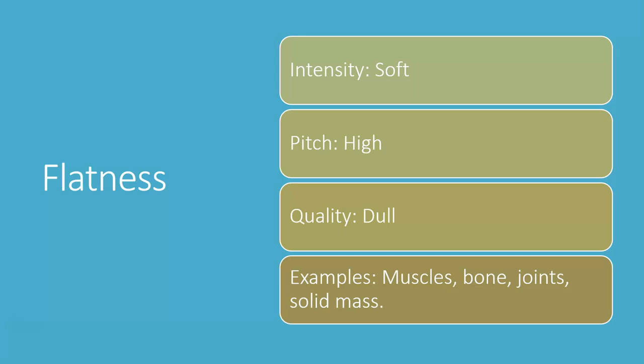Okay, and then flatness, the intensity of this is soft. It's going to have a higher pitch, and the quality is going to be dull. Examples of this would be when you're percussing over muscles, bones, joints, or a solid mass.